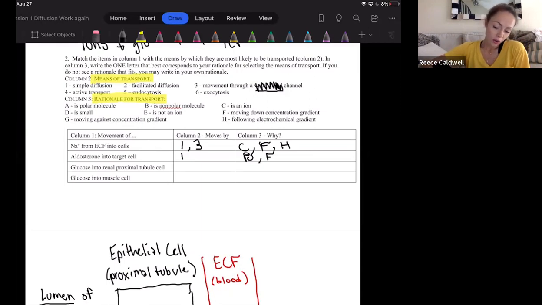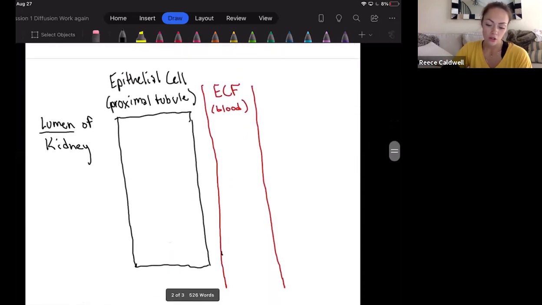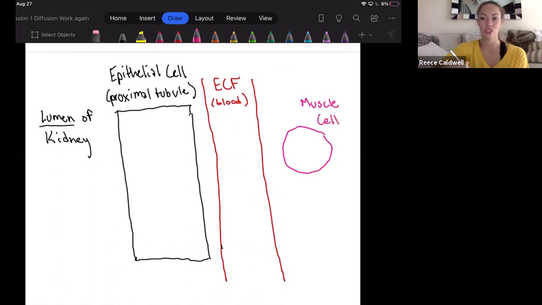So our next two are looking at glucose moving into a renal proximal tubule cell and glucose moving into a muscle cell. And I actually am going to use a diagram to explain this to y'all. So if you want to take a second, and let me add one thing to this. If you want to take a second and pause this video to draw this out, I'm going to add a lot of extra notes to this, but this is the basic layout. So if you want to pause and draw this out, go ahead and do so.